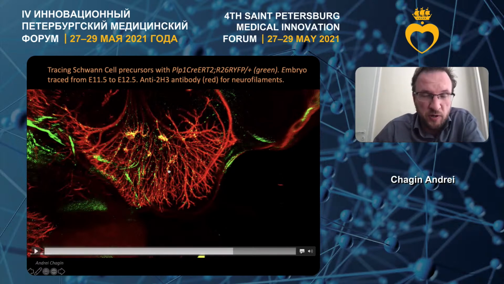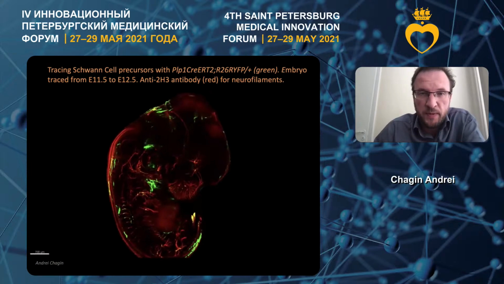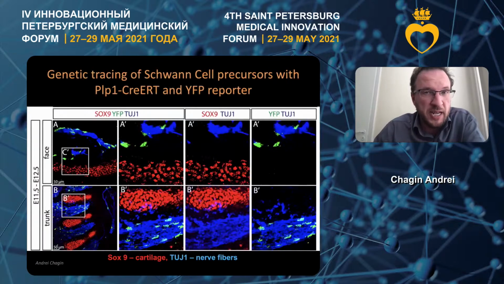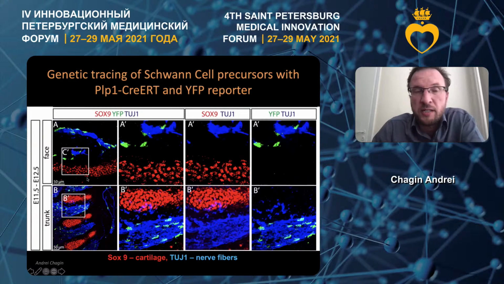How can we use it for addressing a scientific question? Here is the same embryo, PLP1 Cre-ERT, labeled at E11.5, collected at E12.5. In a section we see that the Schwann cell precursors are located along the nerves, but nothing is located in the cartilage. Cartilage is stained by SOX9, a marker for chondrocytes and pre-chondrocytes. So you can see that none of these cells are located there.